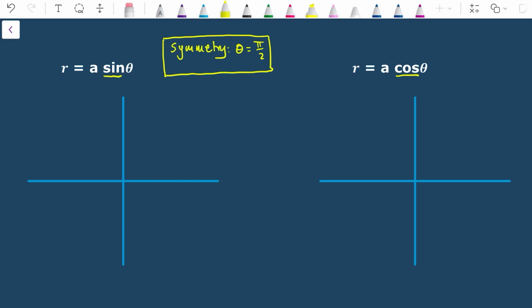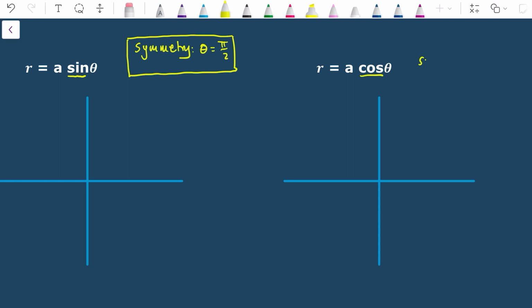which makes it easier, it will make you a bit more fluent and quicker in the exam in trying to figure this out. We don't always want to have to set up a table of values. When we get to cosine, I'm going to have my symmetry about the initial line, so around the theta equals 0 axis.